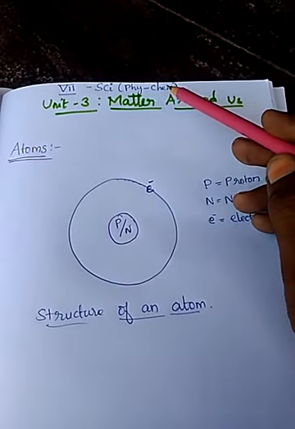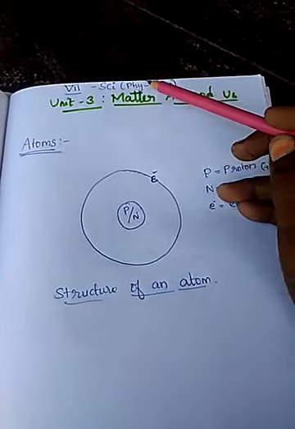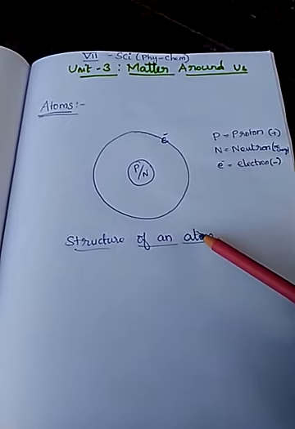7th Science, Physics and Chemistry, Unit 3, Matter Around Us. We see the topic atoms. First we see the structure of an atom.